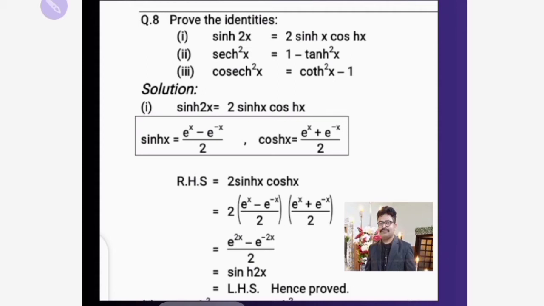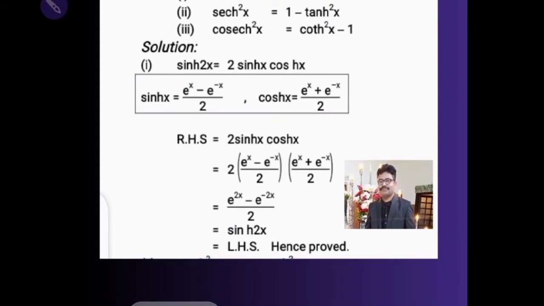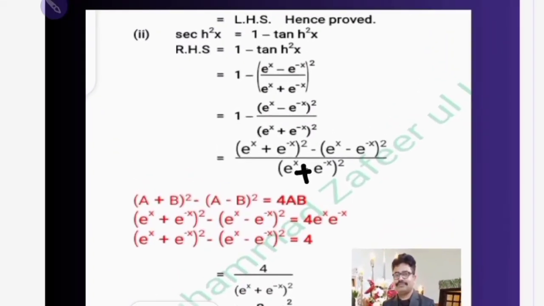Now we will simplify the second part, that is secant hyperbolic square x is equal to 1 minus tan hyperbolic square x. The formula of tangent hyperbolic x is sine hyperbolic x divided by cos hyperbolic x, and you know that the formula of sine hyperbolic x is e power x minus e power minus x divided by 2, and the formula of cos hyperbolic x is e power x plus e power minus x divided by 2. The divisor will be cut, and after the cancellation, we have the formula of tangent hyperbolic x is e power x minus e power minus x divided by e power x plus e power minus x.